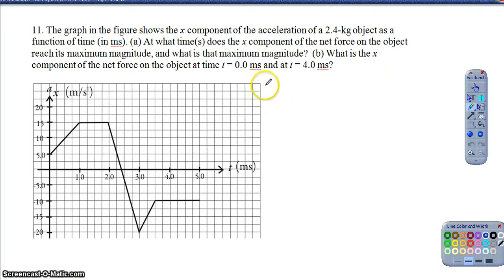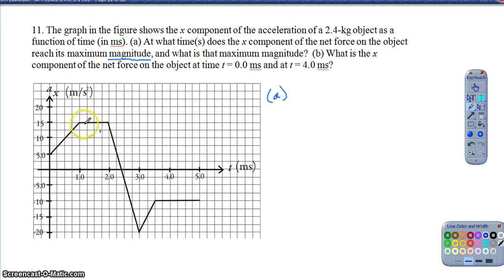So then question 11 here gives me a graph of the x component of the acceleration, so that's all I'm seeing. And then they ask me at what time or times does the x component of the net force on the object reach its maximum magnitude. And notice they do include the magnitude, so I'm not worried about positive or negative. And so that's maybe the only real tricky part about this first part here.